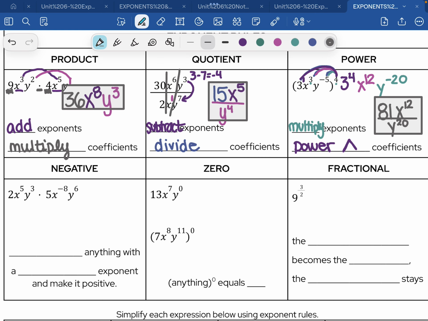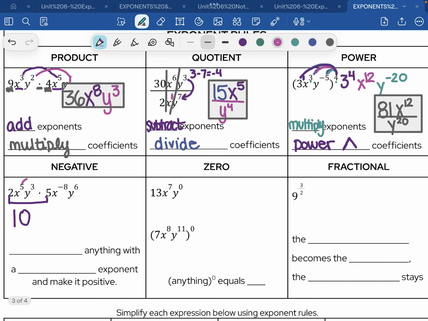On the negative exponent rule, what's going to happen here is I'm multiplying these, so I'm going to use the product rule. 2 times 5 is 10. And then for my x's, 5 plus negative 8 is going to be negative 3. And for my y's, 3 plus 6 is 9.